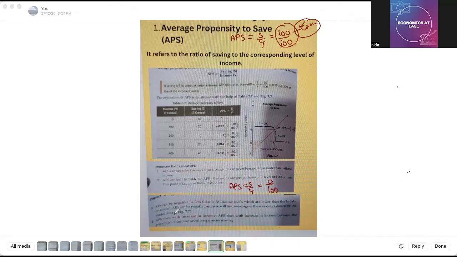Then the next is what, APS can be negative or less than 1. तो आपने this saving का situation देख ही लिया है, ठीक है. At income level which are lower than break even point, APS can be negative as there will be dis saving. Okay, dis saving का ही यहाँ पे example आप दे सकते हैं. Then APS rises with the increased income. I have already told you that is as the income increases. This is the income part and this is APS. तो आप APS भी देख रहे हैं increase कर रहा है, right?